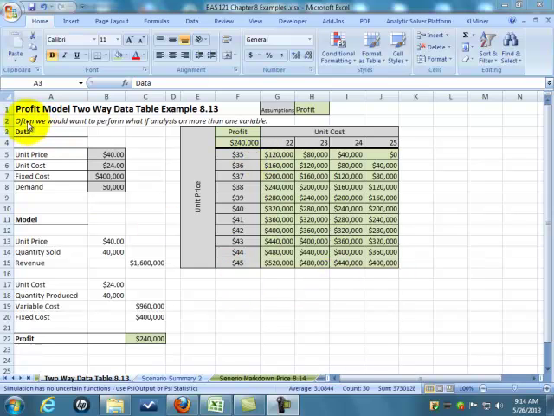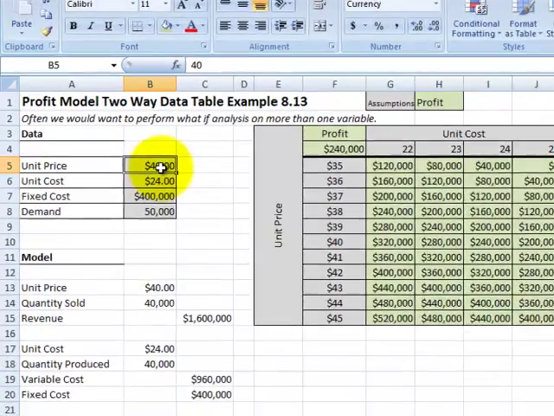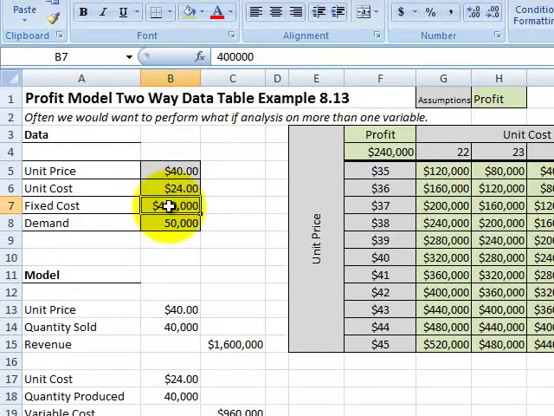So often we want to perform what's called some sensitivity analysis around our data. Here I've taken the profit model, which we've had for a while, where the assumptions are in gray and the results are in green, the profit that it predicts. So here you have the unit price, the unit cost, our fixed cost, an assumed demand level. Down here, our model just incorporates what our unit price was.